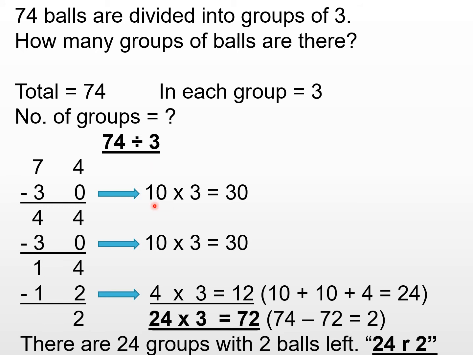So here you can see, first we already divided the balls into 10 groups, and then we again divided the balls into 10 groups, so 20 groups, then 4 groups, 24 groups.